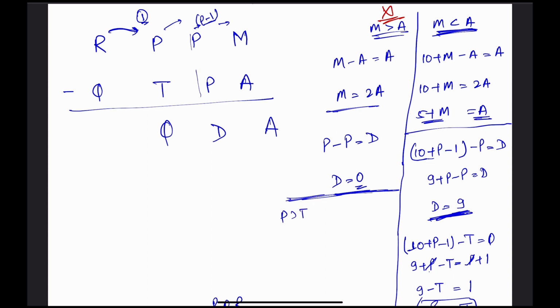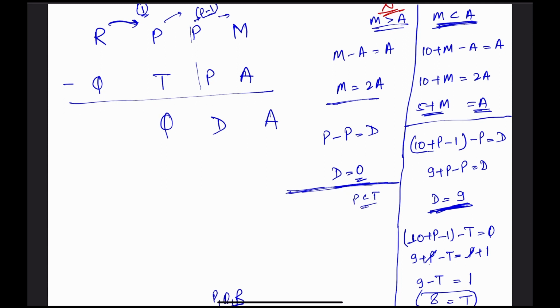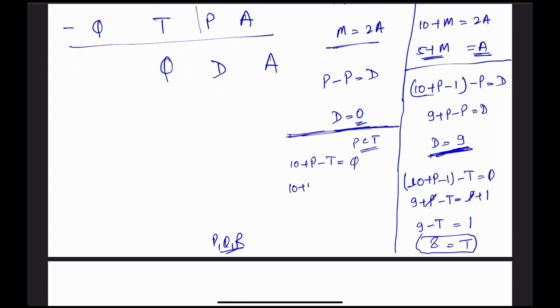If P is greater than T, P can be less than T. But I know that R has given one factor, so I know P is less than T. P is going to be less than T, right? So what I can say, 10 plus P minus T equal to Q. 10 plus P minus T equal to P plus 1. So P will go away, and T will become 9. T could be 9, one possibility.